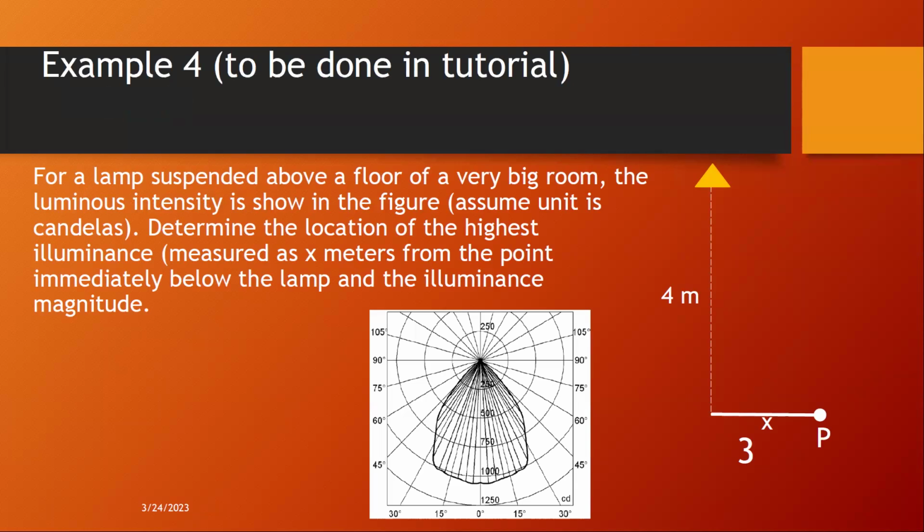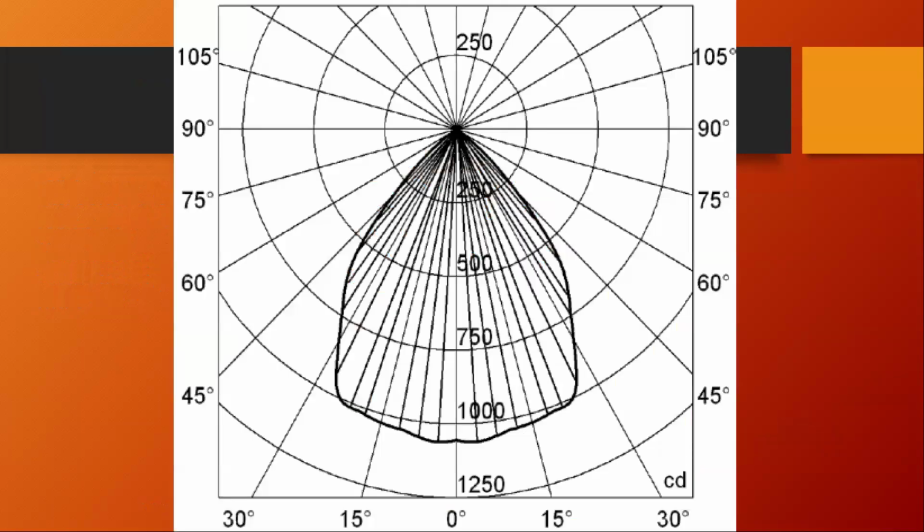The first question is: a lamp is suspended above the floor of a very big room. The luminous intensity is shown in the figure. Assume that the unit is candelas, right? So that's something you need to assume. You can also see the small symbol right on the bottom right corner of the photo. You need to find the location of the highest illuminance, measured as X meters from the point immediately below the lamp, and the illuminance magnitude. Now, how many of you are familiar with this?